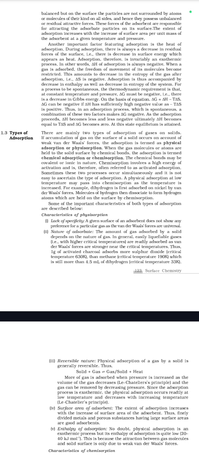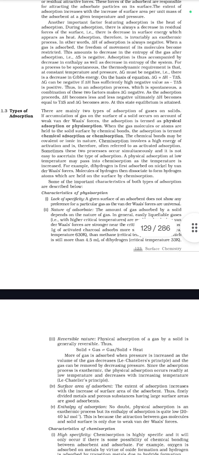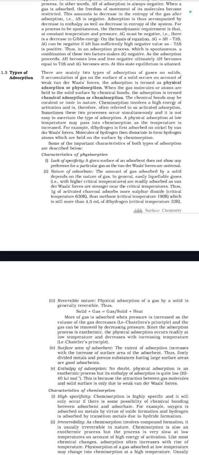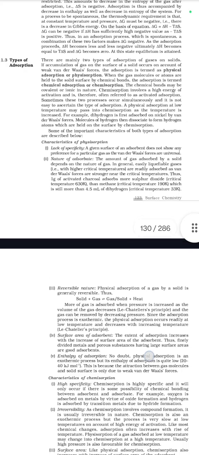Sometimes these two processes occur simultaneously and it is not easy to ascertain the type of adsorption. A physical adsorption at a low temperature may pass into chemisorption as the temperature is increased. For example, dihydrogen is first adsorbed on nickel by van der Waals forces. Molecules of hydrogen then dissociate to form hydrogen atoms which are held on the surface by chemisorption. Some of the important characteristics of both types of adsorption are described below.